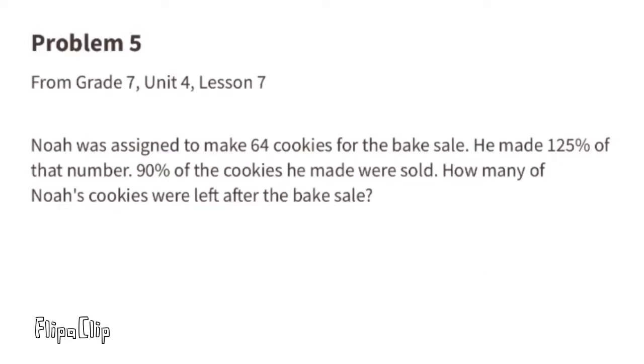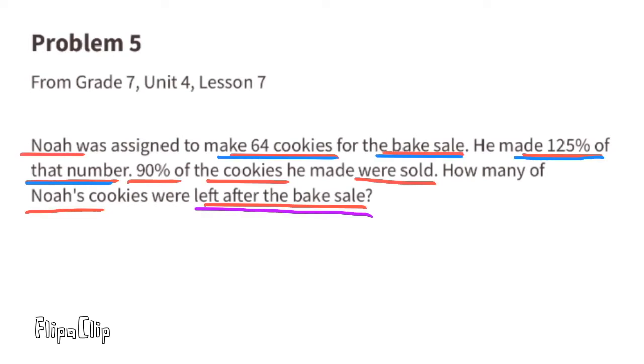Problem number 5 from 7th grade, Unit 4, Lesson 7. Noah was assigned to make 64 cookies for the bake sale. He made 125% of that number. 90% of the cookies he made were sold. How many of Noah's cookies were left after the bake sale?